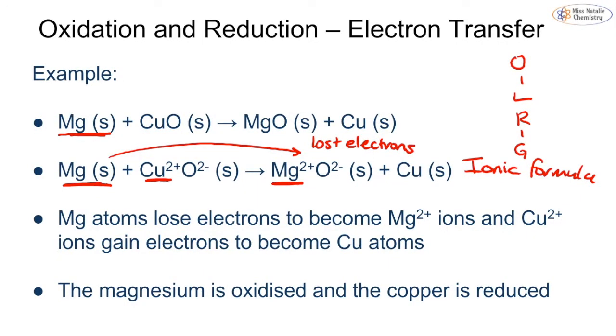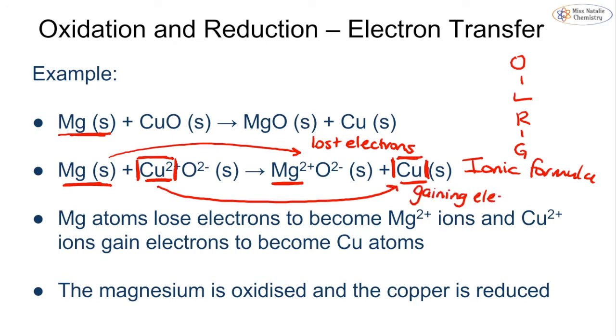The copper has gone from copper 2+ to copper metal. So here, this copper is gaining electrons. And when it gains electrons, that means that the copper is reduced. What we can actually say is happening here is the magnesium is losing 2 electrons, and it is giving those 2 electrons to the copper ion. The electrons are not shown in the equation because all they are doing is being transferred from one species to another.